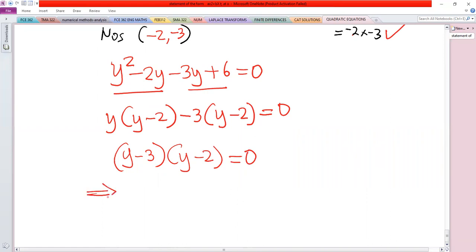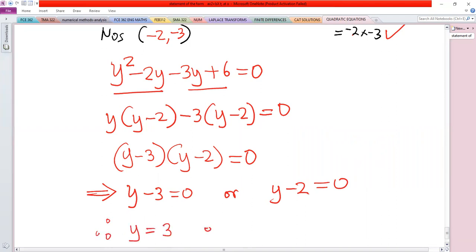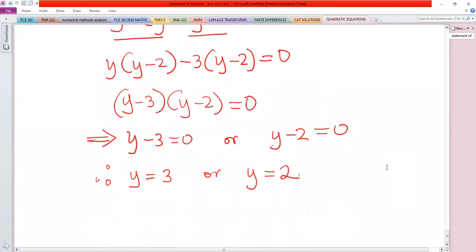So using the zero product property of real numbers, this implies y minus 3 equals to 0 or y minus 2 equals to 0. So therefore, y equals to 3 or y equals to 2. So these are the solutions to this given quadratic equation. That was number 4. Number 5.